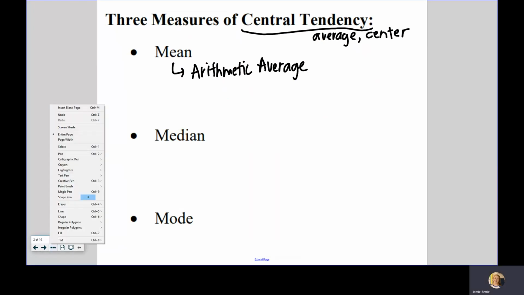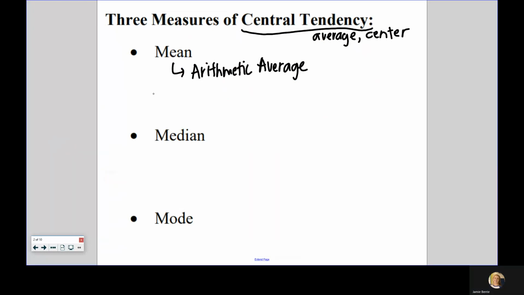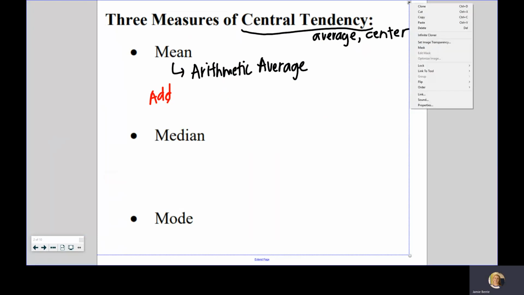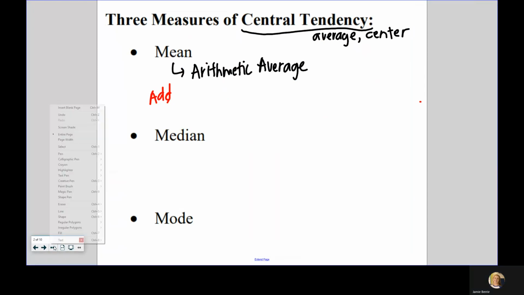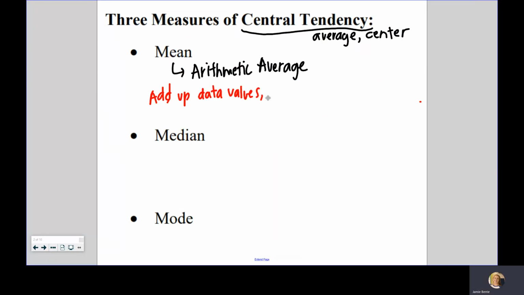So this is where you add up all the data values. Oops, sorry. Not sure what I did there. Let's see if I can get that to go away. Okay. So you add up your data values and then divide by the total number of data values in the sample.